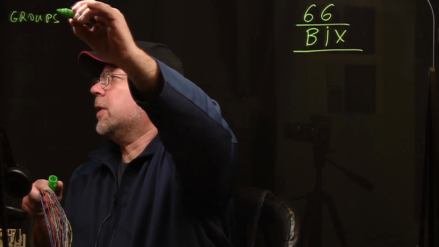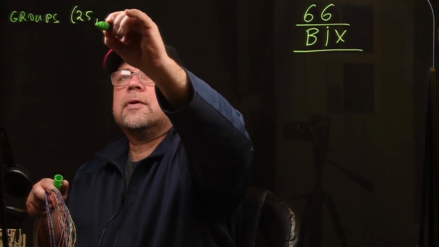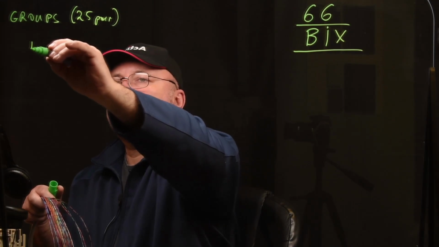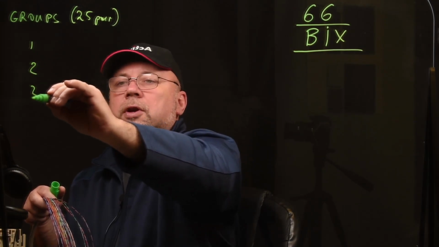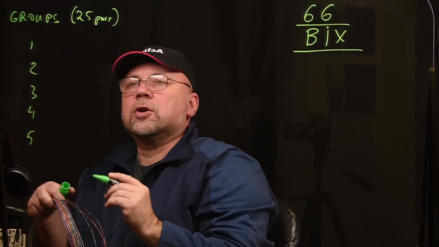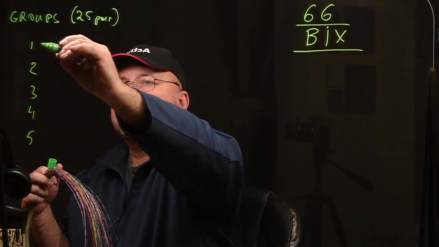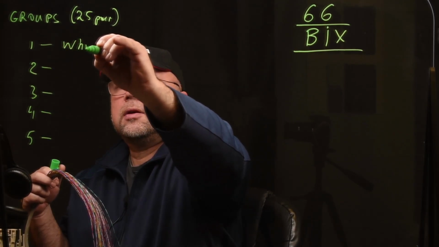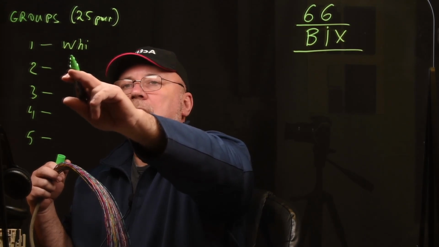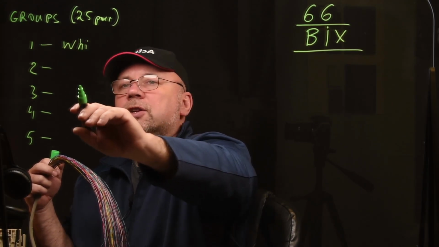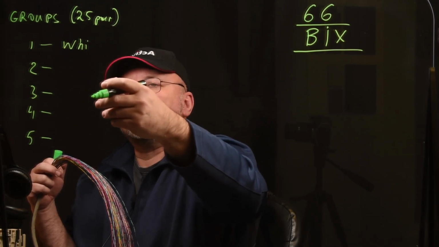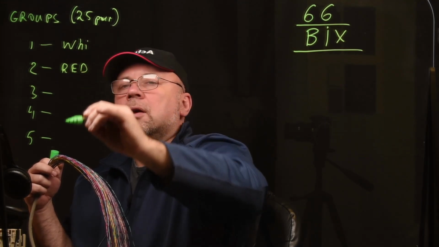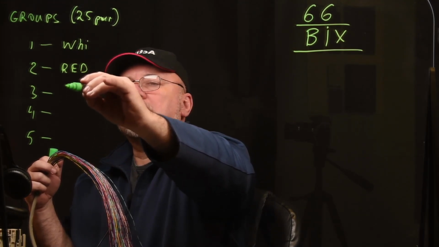This is 25 pair. 25 pair groups. Okay, 1, 2, 3, 4, 5 groups. The groups are, remember, white, because we have done it already, and that's the first thing that we ever dealt with, was the white group. White blue, white orange, white green, and so on. Then Canadian colors, red. Okay, then black and yellow, kill a fellow.